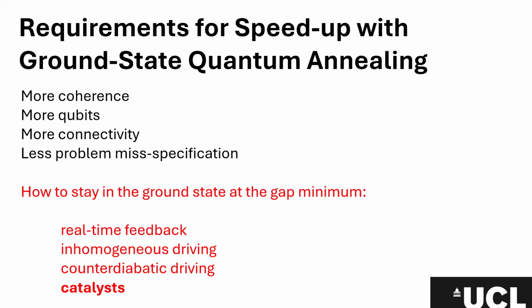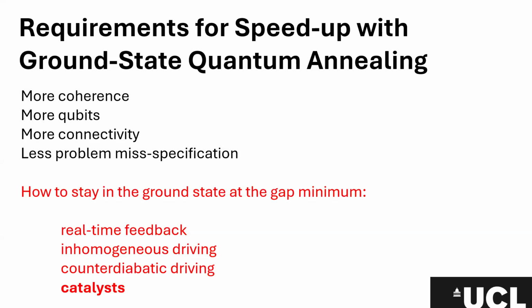Okay, so if you're trying to make a quantum annealer with some speed up to find the ground state of some problem Hamiltonian, you need to solve a bunch of different technological problems. You need more coherence, you need more qubits, you need them to be well connected, you need to be able to program the qubits accurately. But if we fast forward to a world where you've solved all these technical problems, there are still some fundamental problems that may need solving.